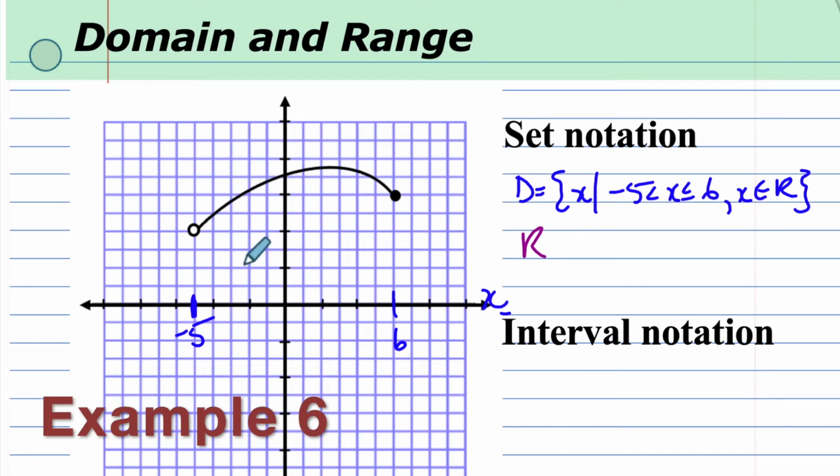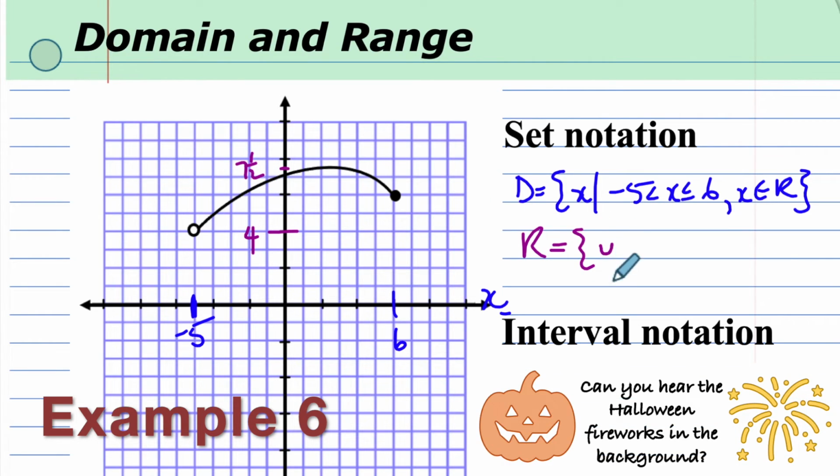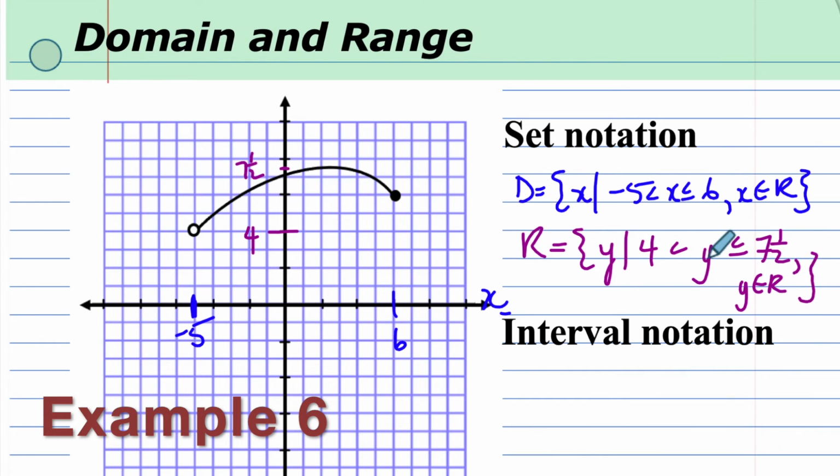For the range, we're going from here to here, to 4, 6, 7.5. Y is such that we're going from 4 to 7.5. We don't include 4, but we include 7.5, comma, y is an element of the reals. The y's are bigger than 4, but less than or equal to 7.5.